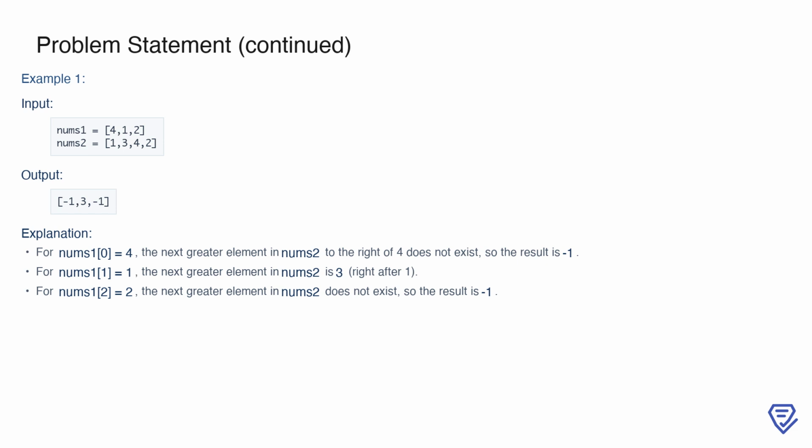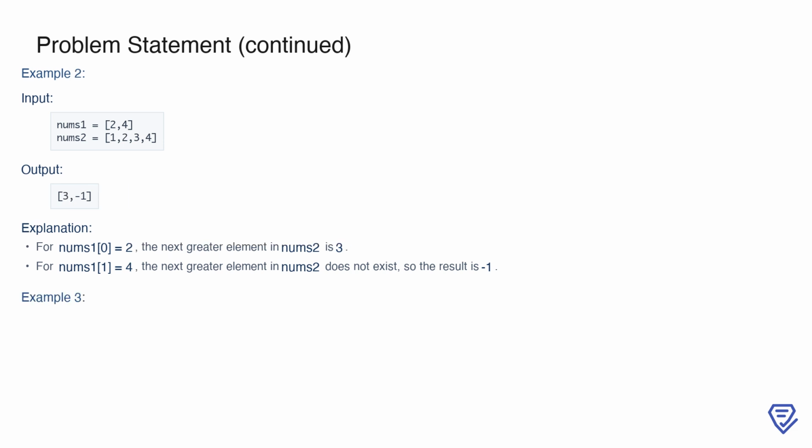Suppose nums1 is [4, 1, 2] and nums2 is [1, 3, 4, 2]. The output is [-1, 3, -1]. Why? For nums1[0] = 4, if we search to the right of 4 in nums2, there is no greater element, so the result is -1. For nums1[1] = 1, the next greater element in nums2 is 3, which comes immediately after 1. For nums1[2] = 2, there is no greater element to its right in nums2, so the result is -1 again. This gives the final array, [-1, 3, -1].